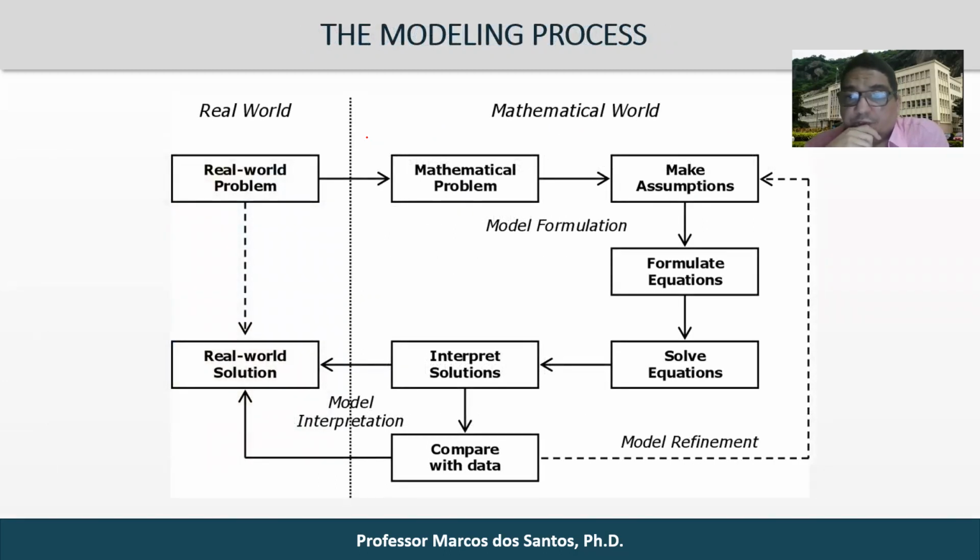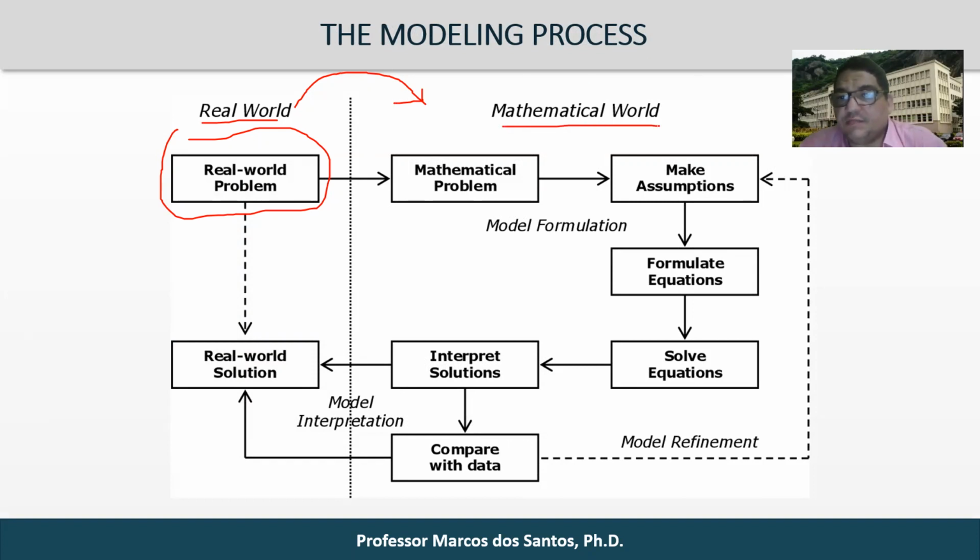So look at this picture. First, we are here. We are in the real world, and we have a real world problem. So I need to transform a problematic situation in the real world. I need to transform it in symbols. I need to get into the mathematical world. So I can transform this real world problem into a mathematical problem.